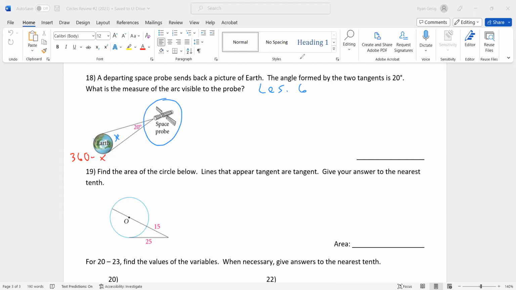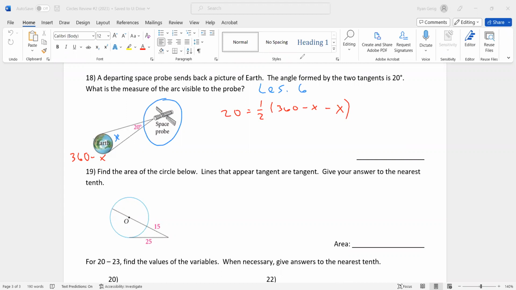Right. So the angle is 20, equal to half. Don't forget the half. Outside arc is 360 minus X minus the inside arc, which is X. And you should be able to solve that for X.